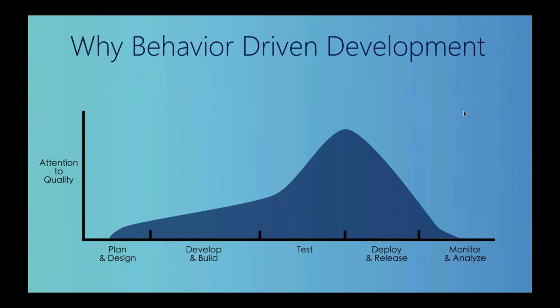So what you should do, and where behavior-driven development really helps, is shifting this model to the left, and this is called shift-left testing. What this does is shift the attention to quality to the left. So during plan and design and during development, you're already going to focus a lot on automating your tests, automating your specifications, and really knowing right from the start that the application you're building is going to be first time right.